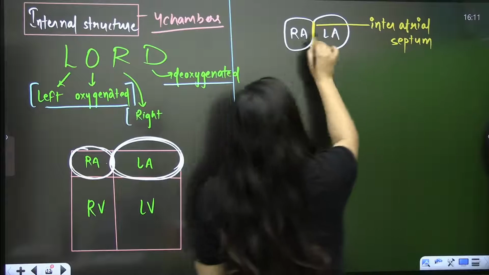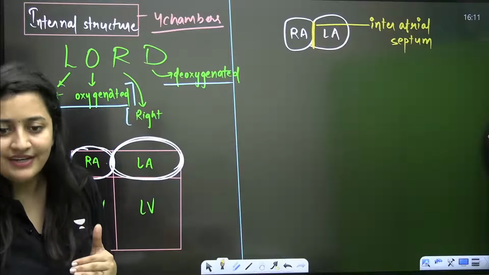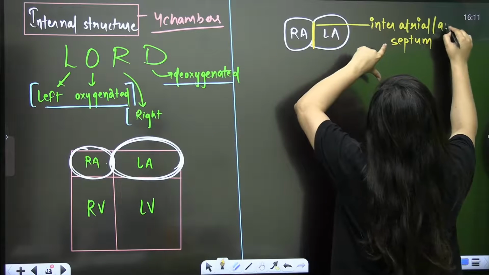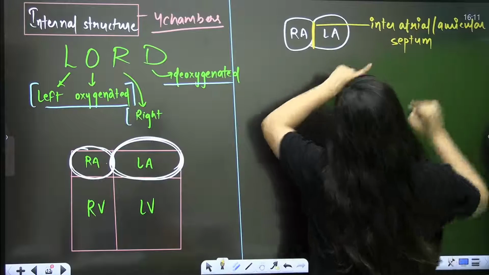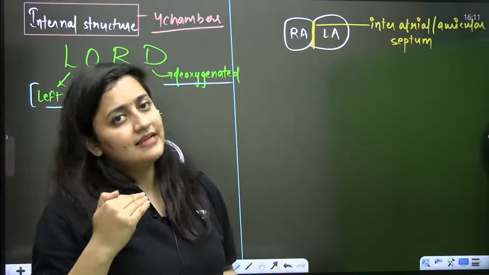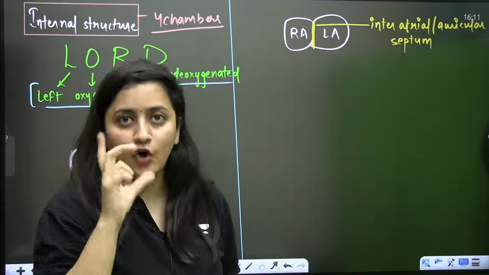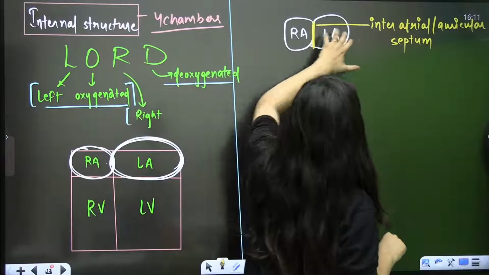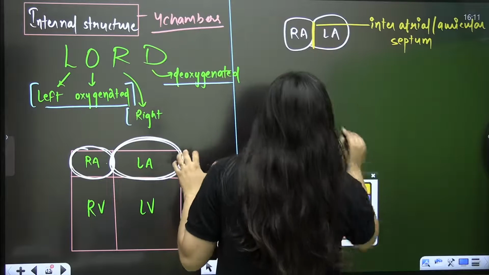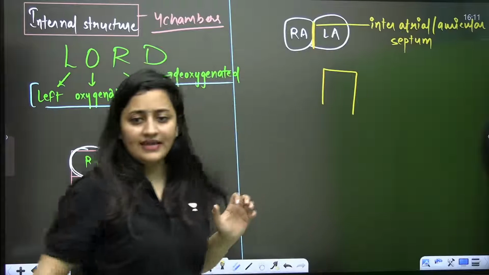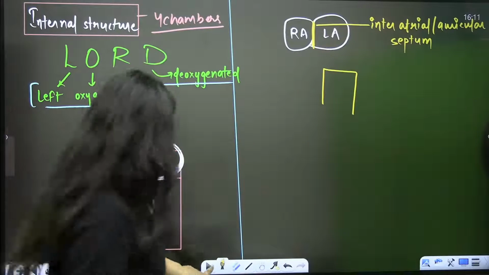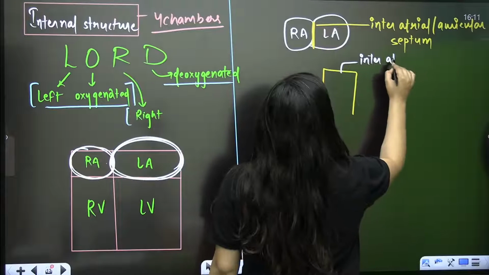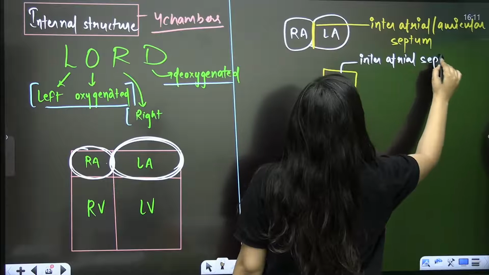Septum means something which is dividing these two chambers. So this is the interatrial septum. You can also call it the interauricular septum. Fine. Now when you look at the septum, it's something like this. So when you look at this septum, try to imagine this interatrial septum I'm talking about.